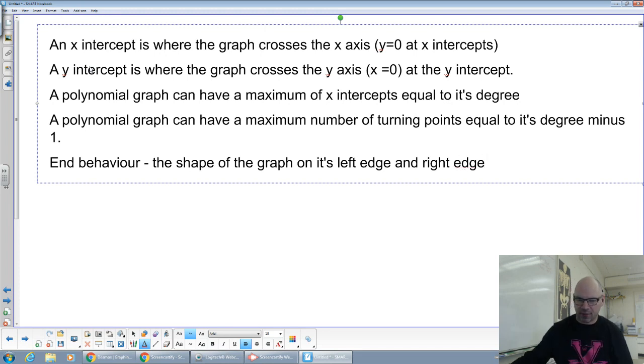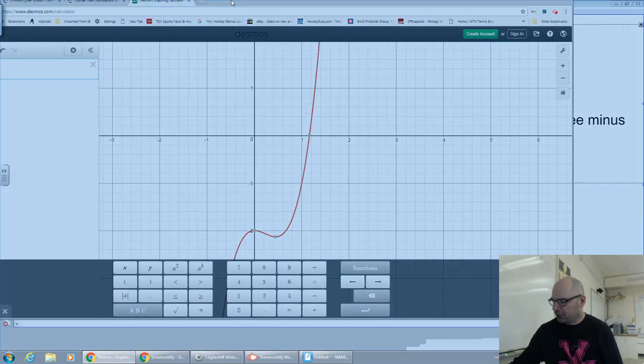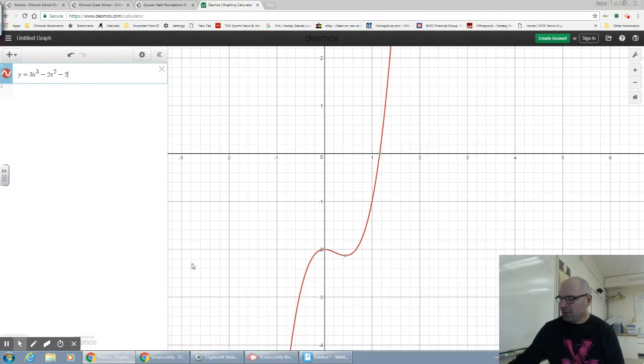Okay, so if we bring back this graph that we had up here, and we get rid of this keyboard out of our way, the end behavior of this graph is, here's the left edge. From left to right, it's climbing up. As we move along the graph this way, it starts down low and it goes up high. That's noted as the end behavior.